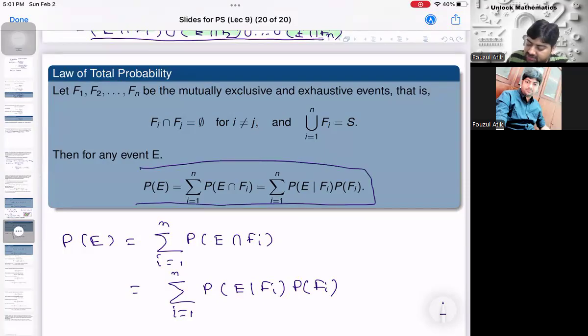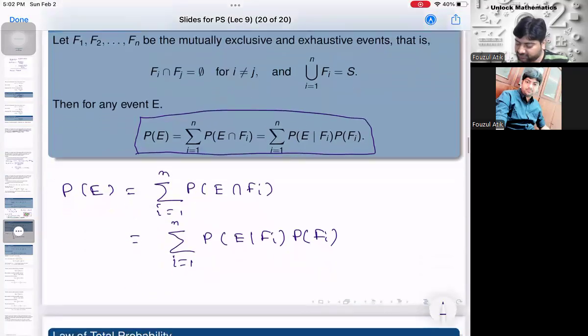Now look at that. We have derived the law of total probability. So if F1, F2, Fn are mutually exclusive and the sample space is exhausted by these n mutually exclusive events, then for any event E, you can find its probability with the help of this law of total probability method. Clear? So let me move to give you an example.